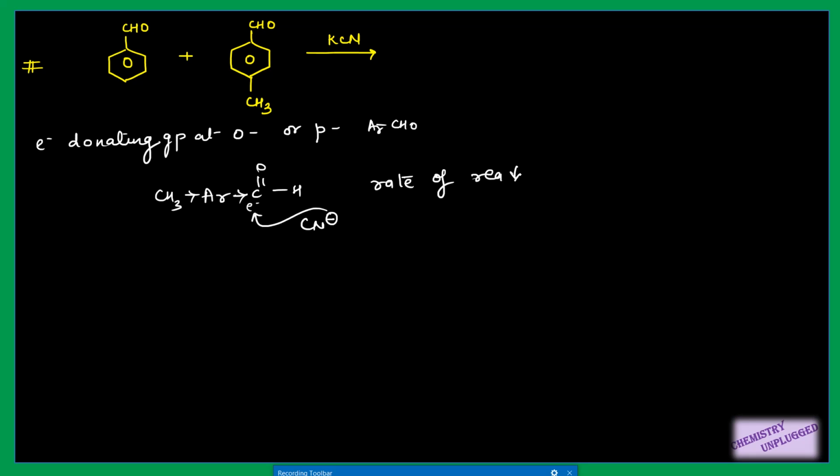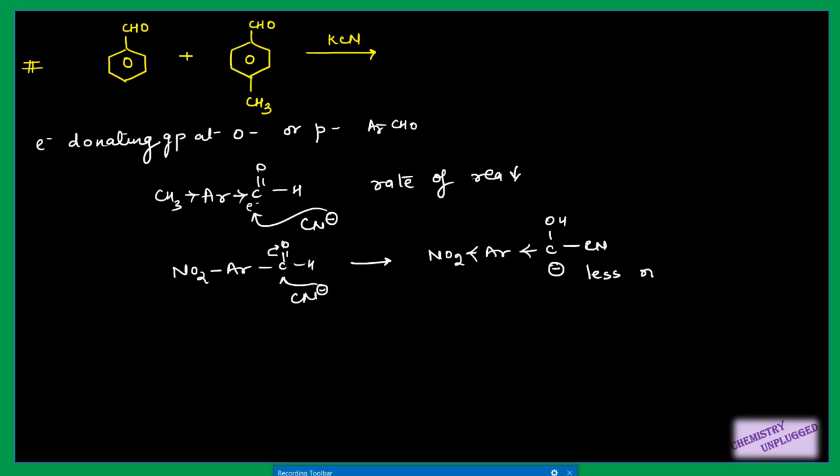At the same time, if I have an electron withdrawing group at the ortho or para position, then the first step will be easy, since the cyanide CN minus will attack on it. But after this step, when I generate a carbanion from it, the carbanion will not be effective because it is close to an electron withdrawing group. It will pull electron density towards it, making it less nucleophilic in nature. So this will also decrease the rate of reaction. Both types of groups decrease the rate of reaction.